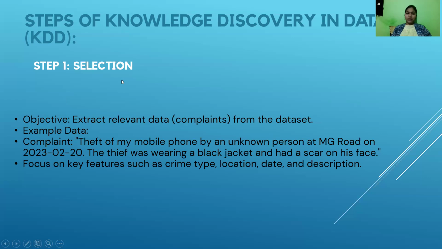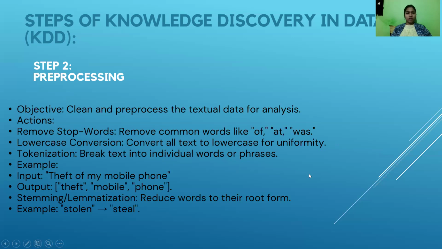Step first, selection. Objective: extract relevant data from the dataset. Example complaint: theft of my mobile phone by an unknown person at MG Road on 20 February 2023. The thief was wearing a black jacket and had a scar on his face. Focus on key features such as crime type, location, date, and description.